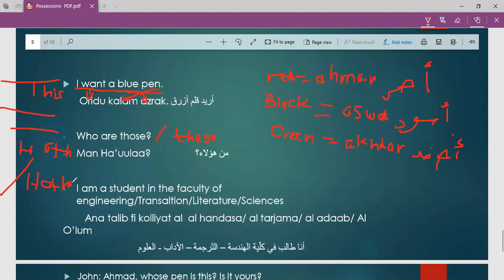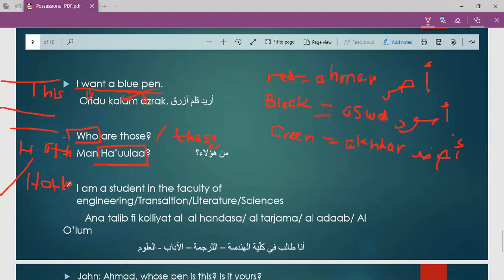Sometimes you say man hadha or man hadhi. But if you're talking about a group of people, the who is man and you're asking about a person. Those is what? Ha, u, la, la. So those means ha, u, la. Who are those? Who are these? Okay? And you're asking about a group of people.